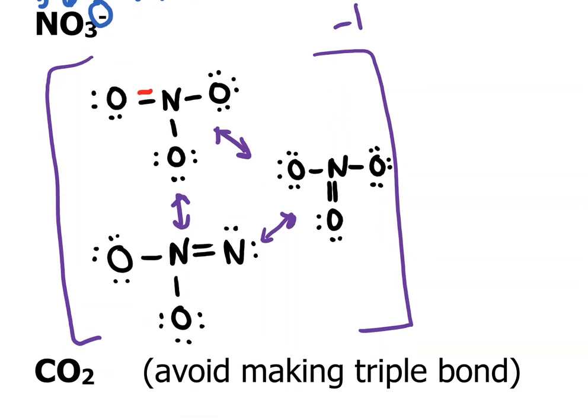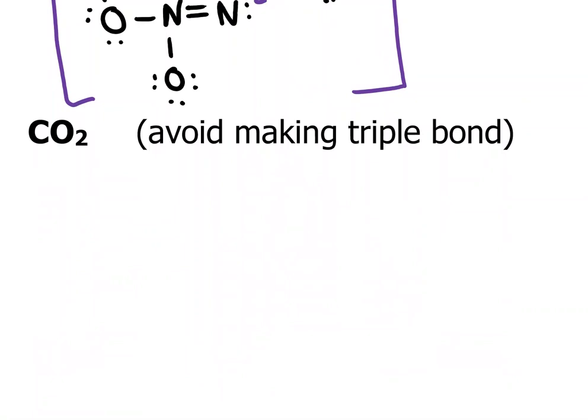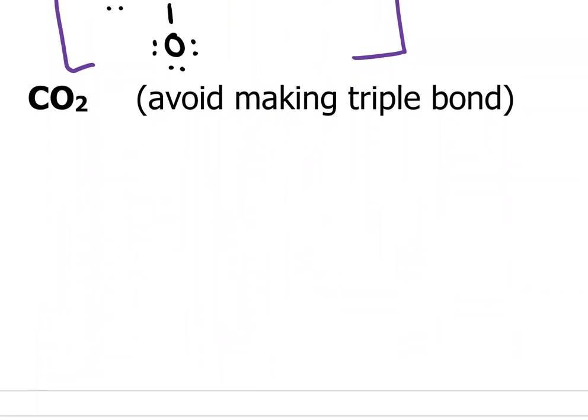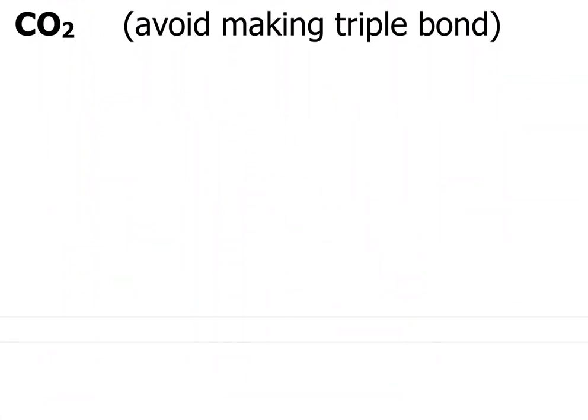Let's try one more. And on this one I gave you a hint. Avoid making a triple bond. And that's always true. If you can draw a structure without a double bond, then draw it without the double bond, unless you know something experimentally from a structure. Same thing with a triple bond. But anyway, let's just go through the steps.